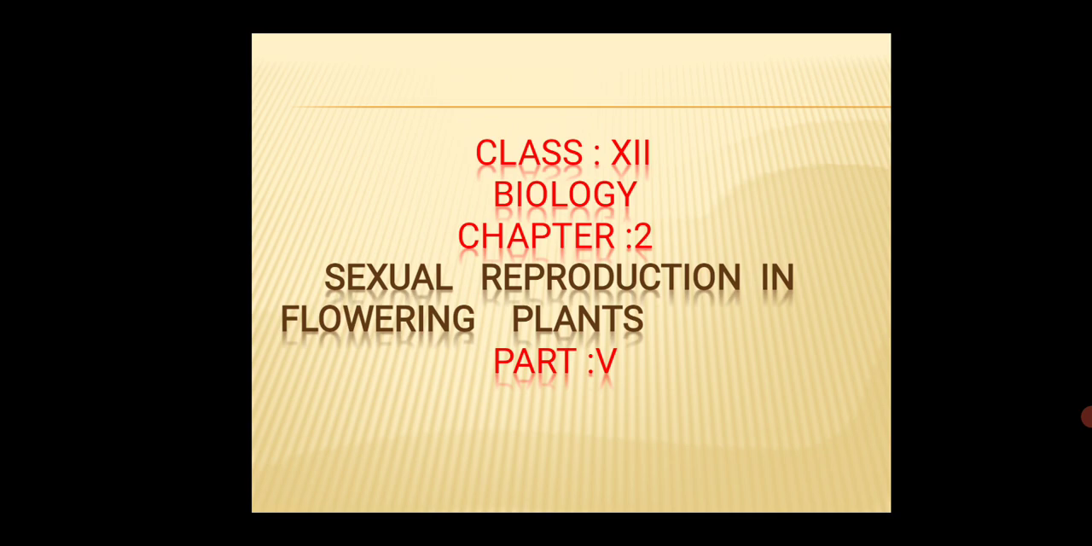The name of the chapter is Sexual Reproduction in Flowering Plants. I have already made a total of 4 videos from this chapter, and from these 4 videos we came to know the parts of flower, the development of the male gametophyte, microsporogenesis, development of the female gametophyte, megasporogenesis, pollen formation, pollen structure, anther formation, anther structure, and the pollination process.